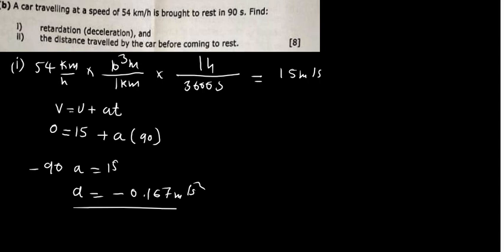And then part 2. We want to find the distance traveled by the car before coming to rest. How do we find that? We know that 2as is given by v squared minus u squared.